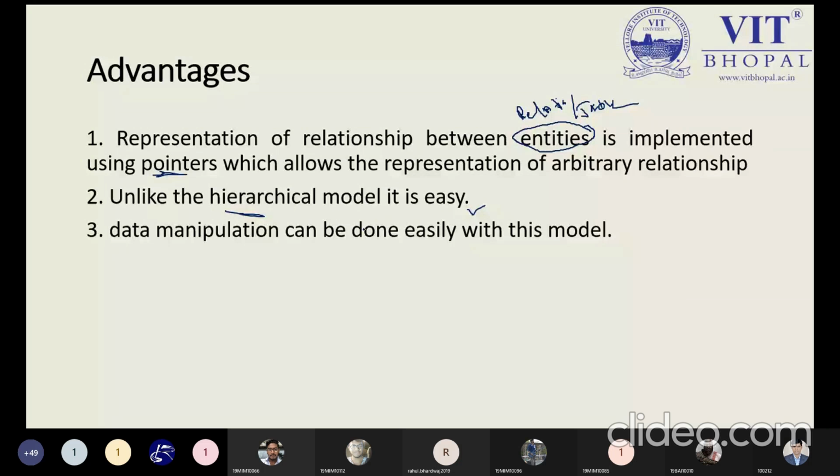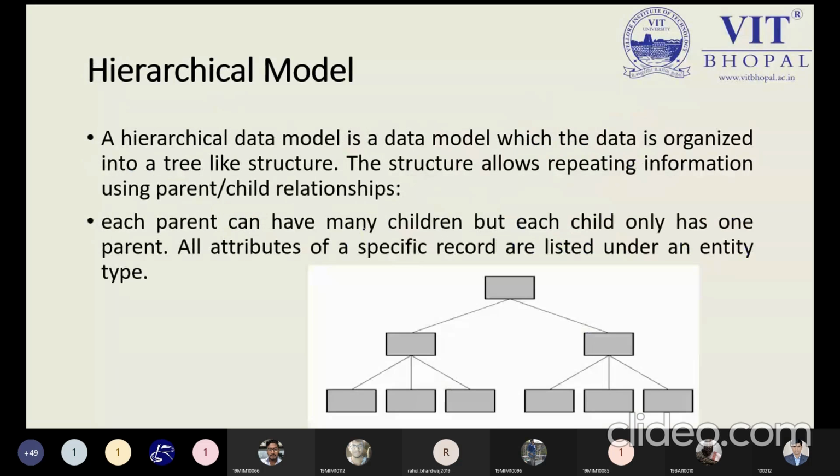So there is no guarantee. We can't say only one model can be followed by an organization. No, an organization can follow multiple models. This is also possible. A bank has this too. So this is a real example I can say. Next we have the hierarchical model.